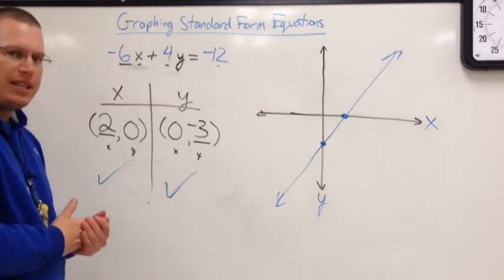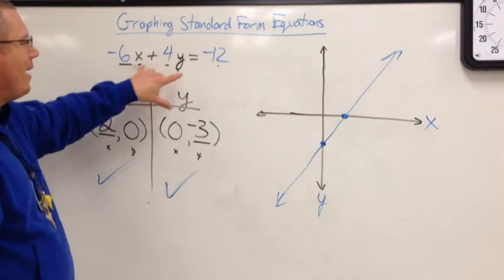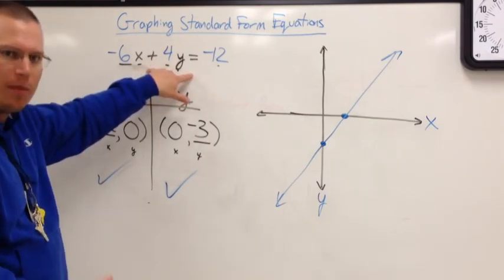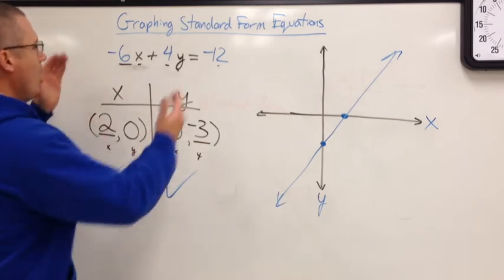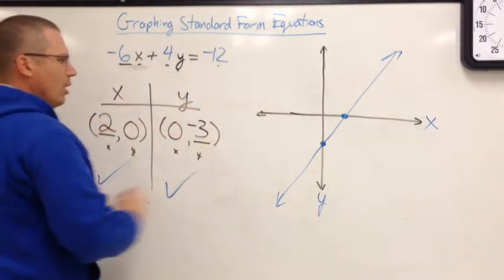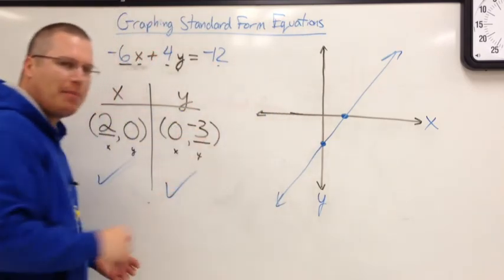So again, this is a different way. Instead of having to solve this equation for y and get it to slope-intercept form, it's just using what we know with standard form, making 2 ordered pairs, graphing them, and making my line that way.